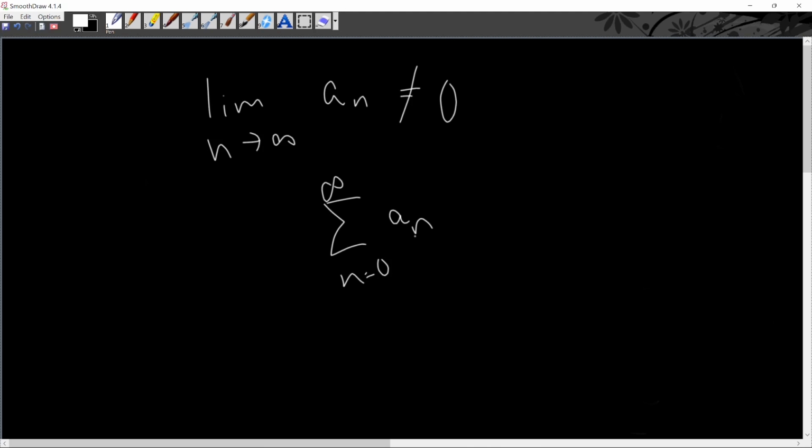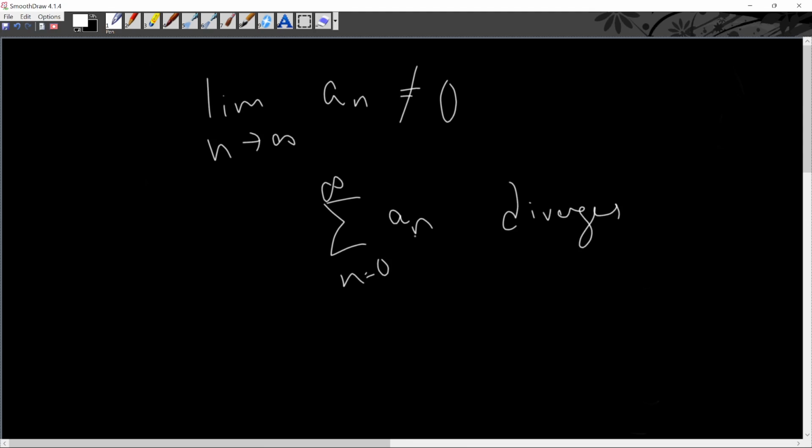But the limit as n approaches infinity of a sub n, if that does not equal 0, then the series from n equals 0 to infinity of a sub n diverges. And that was a lot of words to explain something that I would say is relatively obvious.